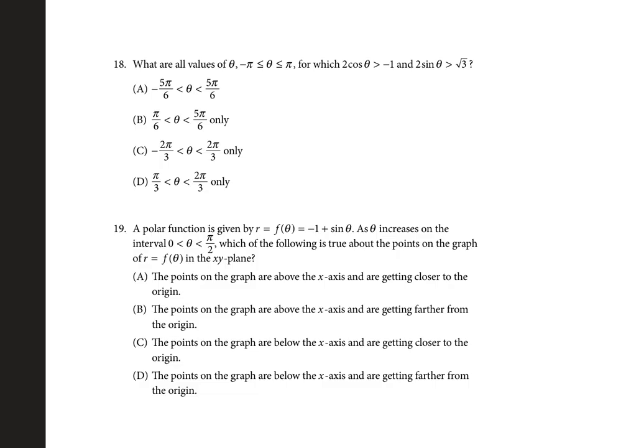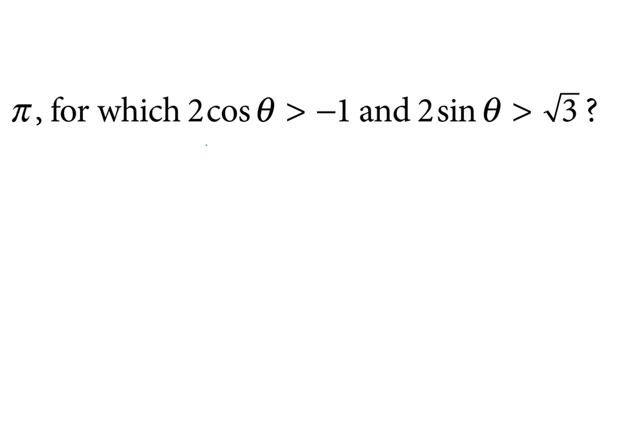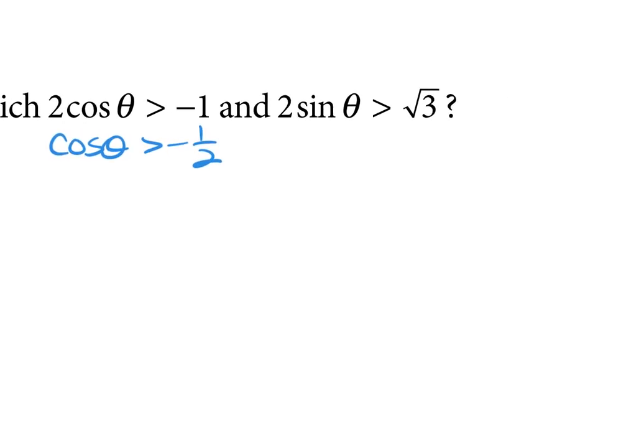All right, 18 says, what are the values of theta from negative pi to positive pi for which 2 cosine theta is greater than negative 1 and 2 sine theta is greater than root 3? So I'm going to solve them separately. I'm going to say cosine of theta has to be greater than negative 1/2. And I'm going to say sine theta has to be greater than root 3 over 2.